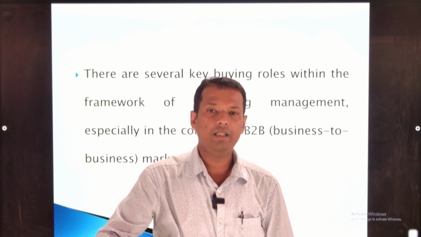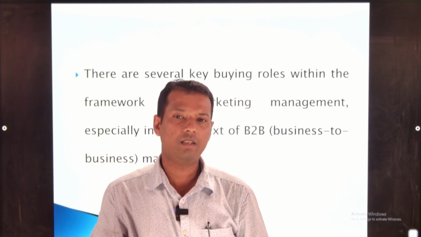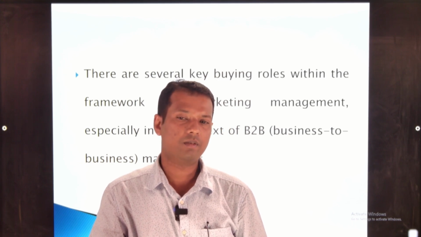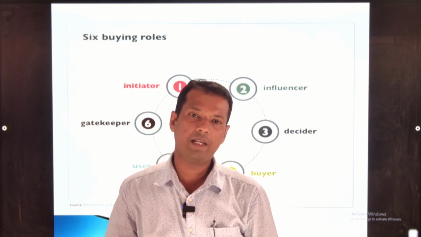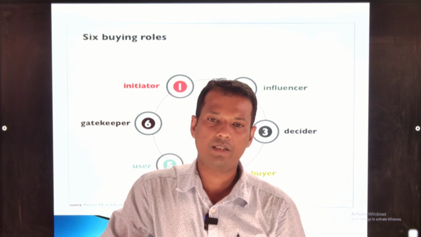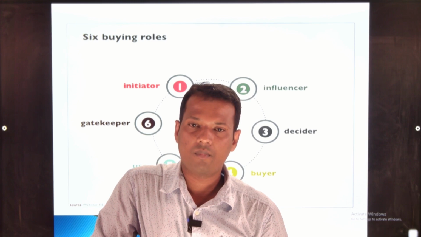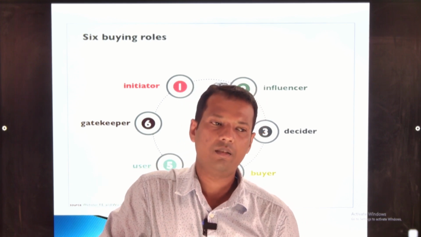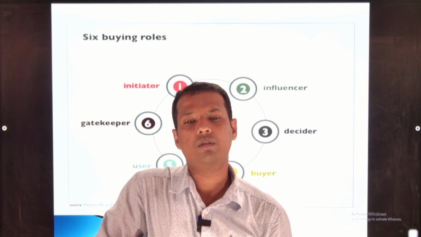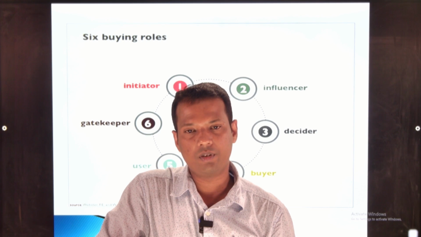There are several key buying roles in the framework of marketing management. What are those? There are six types of buying roles. Number one is the initiator. Then the influencer, decider, buyer, user, and the gatekeeper. Now we are going to look at a few of these in more detail.